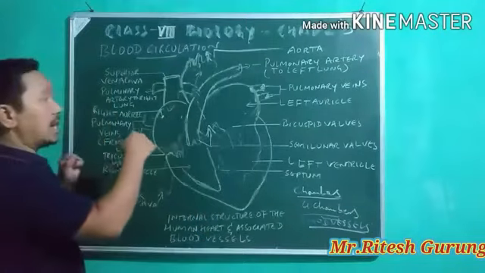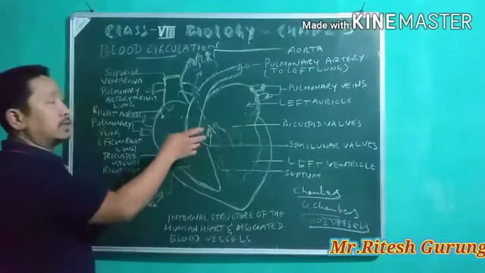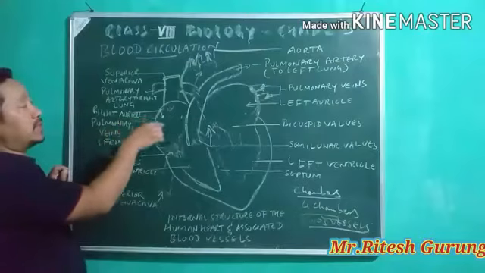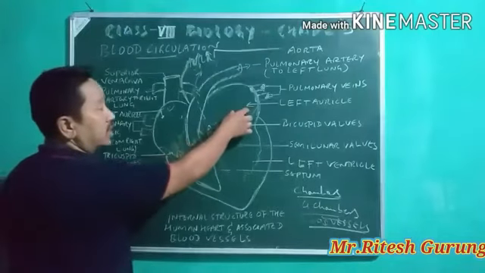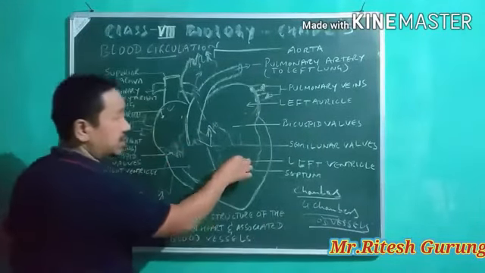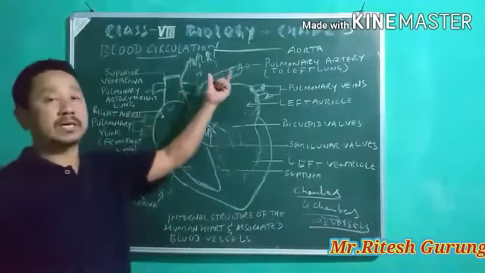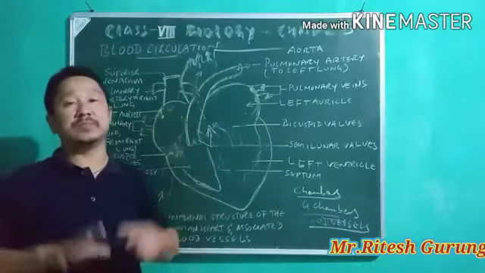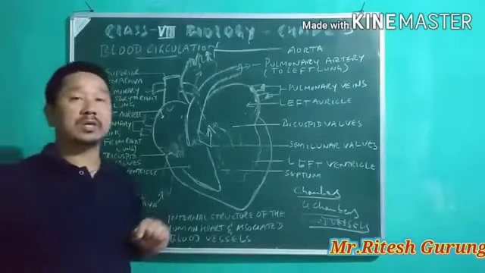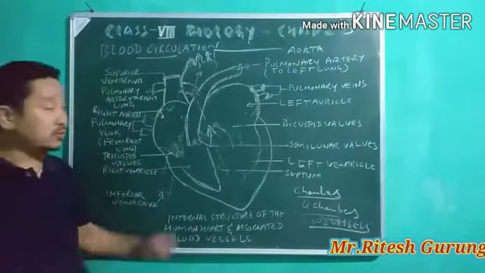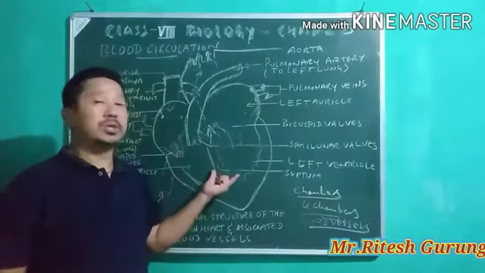The blood after purification in the lungs will be brought here, and the impure blood from the different parts of the body will be brought here in the right auricle, then pushed down into the right ventricle. Similarly, from here the pure blood will be pushed down to the left ventricle. Once they contract, the blood will again be taken to the different parts of the body. As I told you, the aorta takes it to the different cells of the body, whereas this pulmonary artery takes the blood to the lungs for purification. So this is how the blood circulation takes place through the human heart.